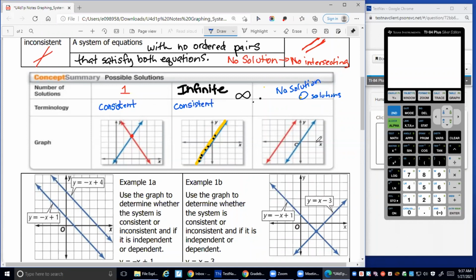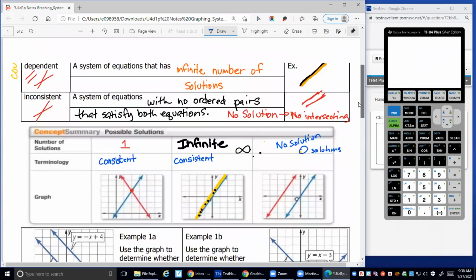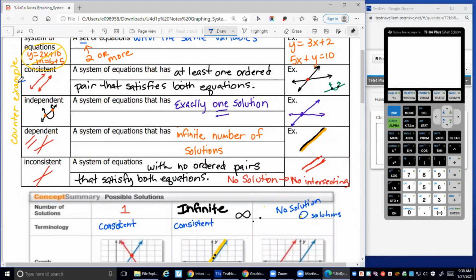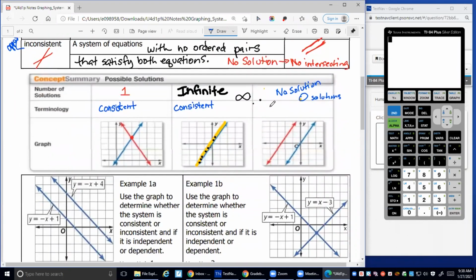And this last one, are these consistent? Do they touch at least once? Good. So this is the opposite of consistent when we look at these words. The opposite of consistent is inconsistent, right? No intersecting. So I would definitely put inconsistent.